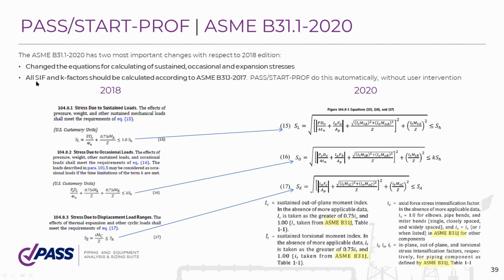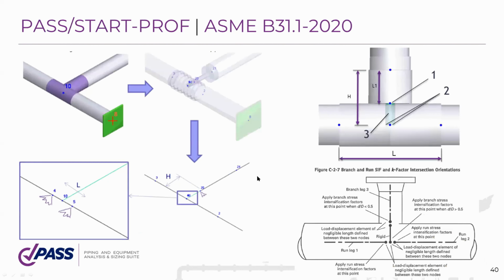Another significant change in the new version of this code is that now stress intensification factors and K factors should be calculated according to the ASME B31J code. The stress intensification factors that were used in the previous version of this code are no longer applicable. So now you need to analyze using ASME B31J.